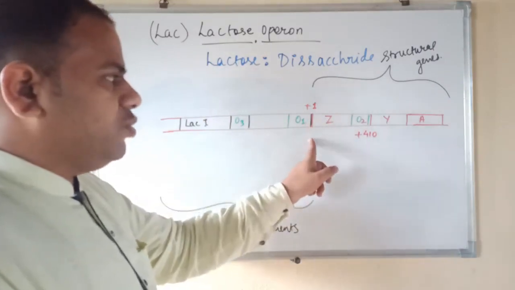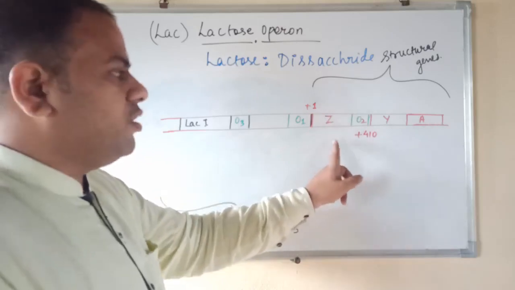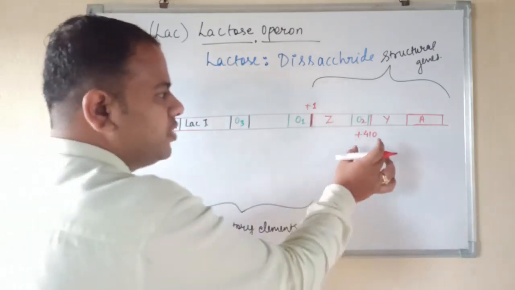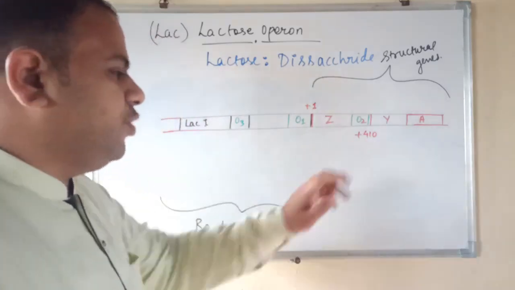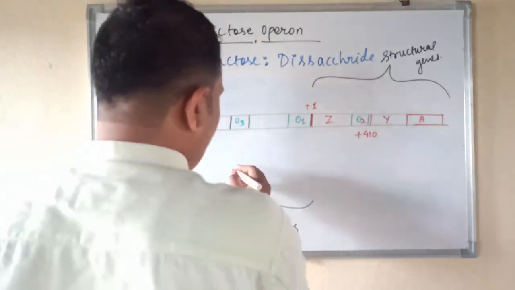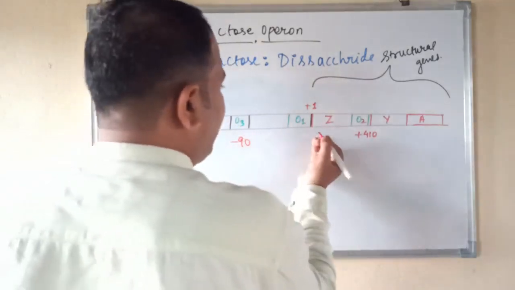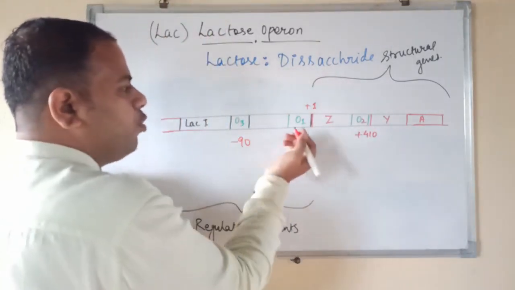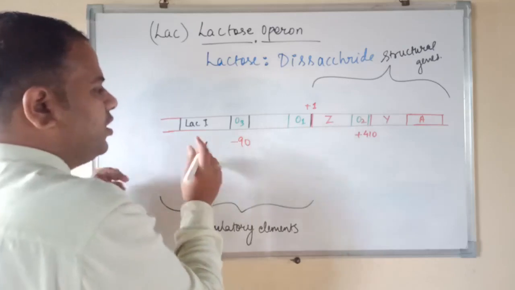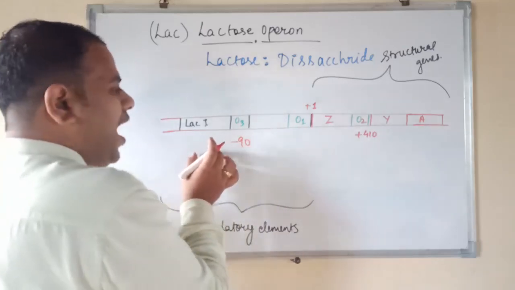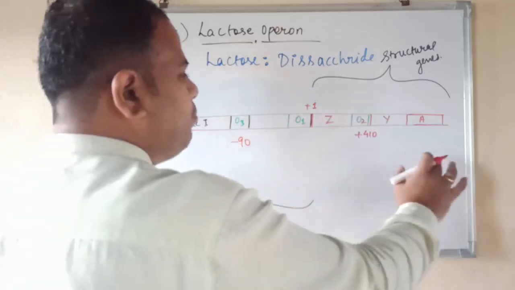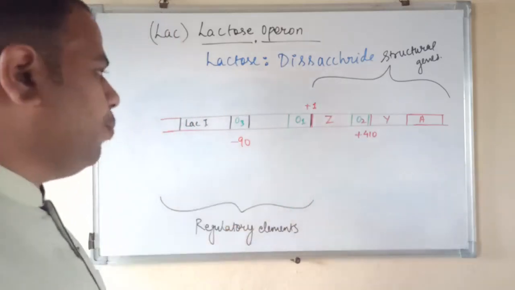From the +1 site up to 410 there is the beta-galactosidase gene, and operator 2 is present in between. The next is operator 3, present at the -90 site, prior to the +1 site, ahead of operator 1, and just after the lactose I gene, that is the Lac repressor gene. So this is the positioning of the different genes in the Lac Operon.